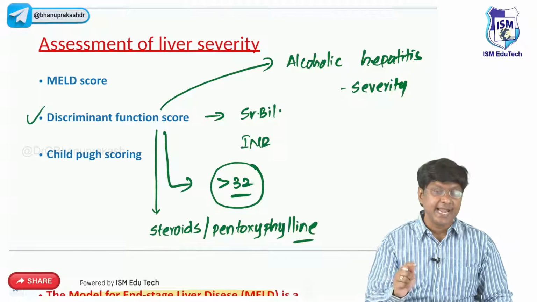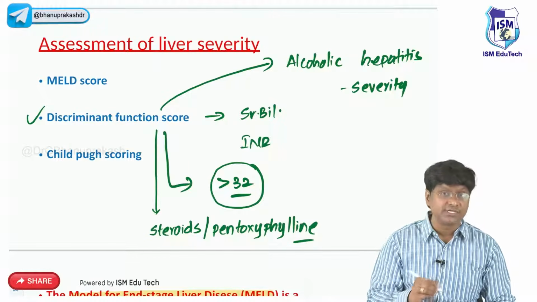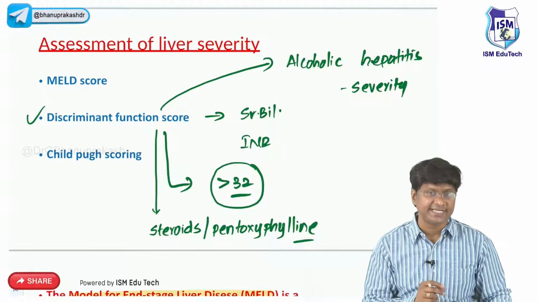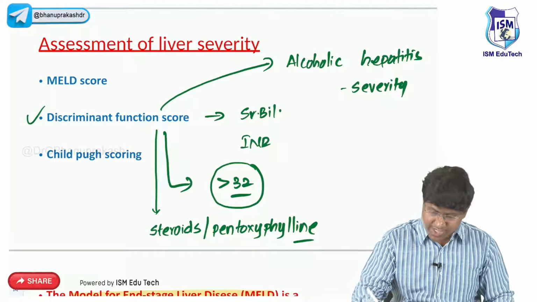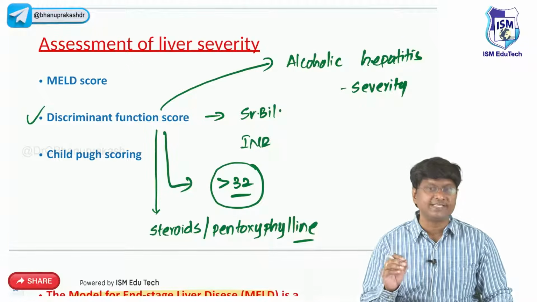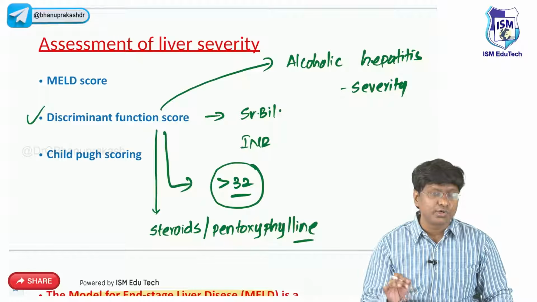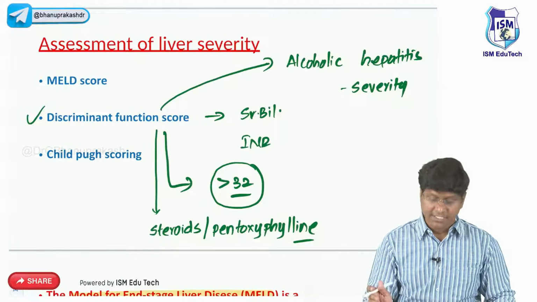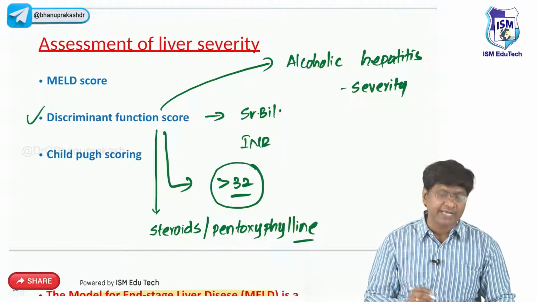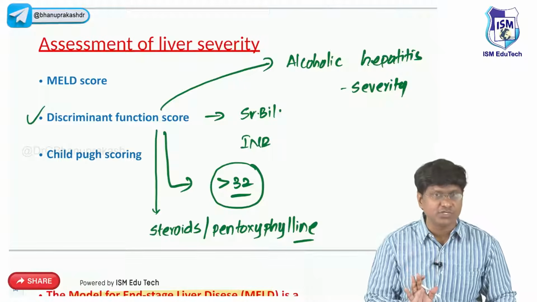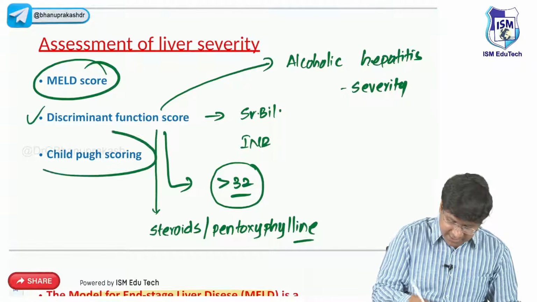Okay, right. And the next important score is the Child-Pugh score. Now, if you take this Child-Pugh score, why is it being calculated? This is also calculated for assessment of severity in cirrhosis of liver. See, DF score in alcoholic hepatitis, MELD score, and this one also in cirrhosis. So both of these are in cirrhosis.